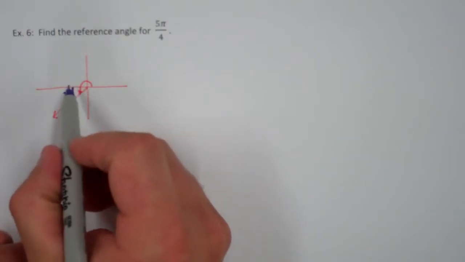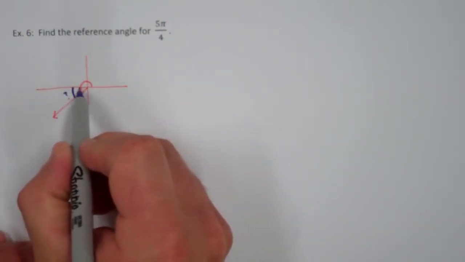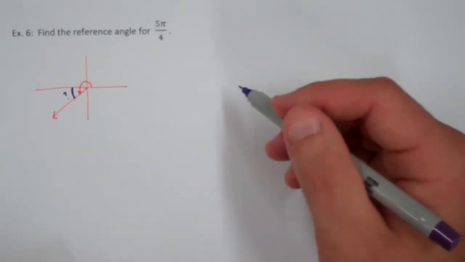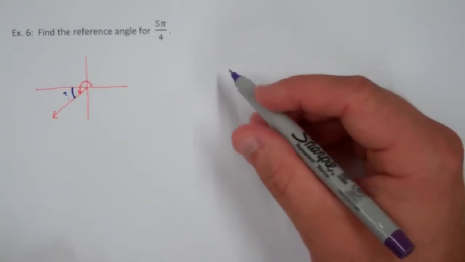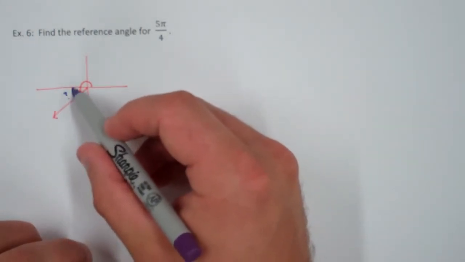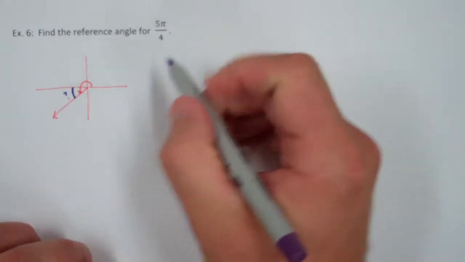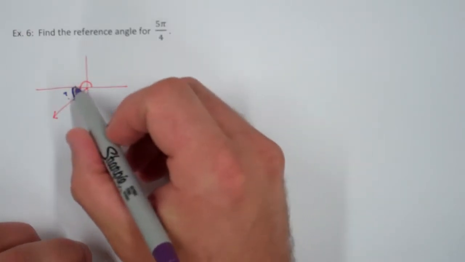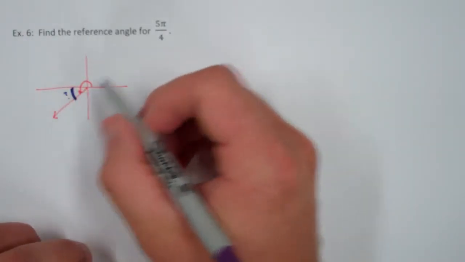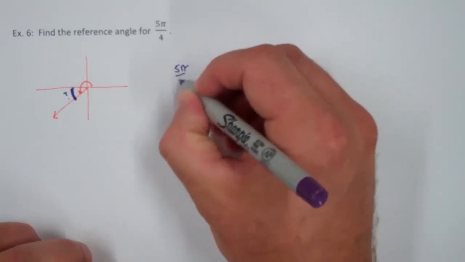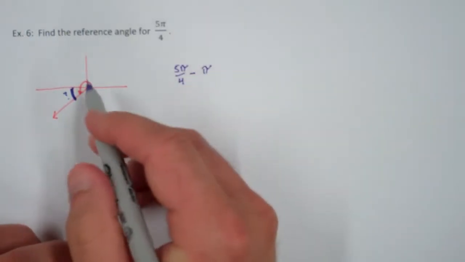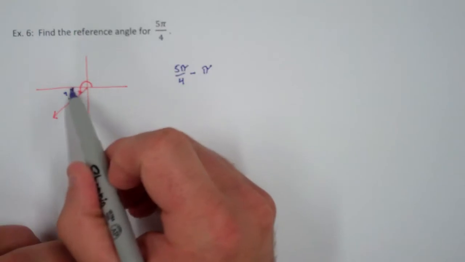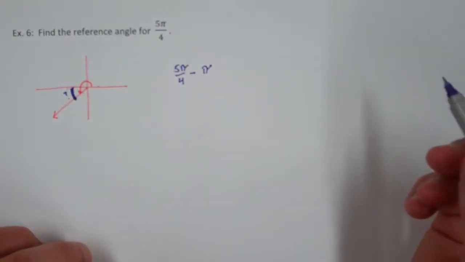Remember that a reference angle is the angle between the terminal side and the x-axis, and it has to be between 0 and 90 degrees, or in this case 0 and pi over 2. So to figure out this angle right here in purple, we're going to ask ourselves, if we had this original angle and then took away 180, that would leave us with this piece right here. So we can take 5 pi over 4 and subtract pi, which is 180 degrees. So if we go all the way to this angle, 5 pi over 4, and take away this part, we'll be left with that question mark.